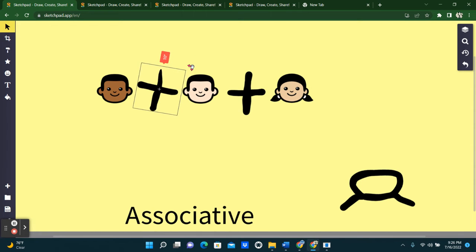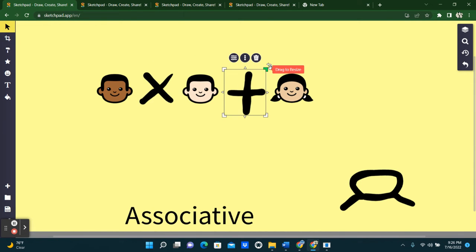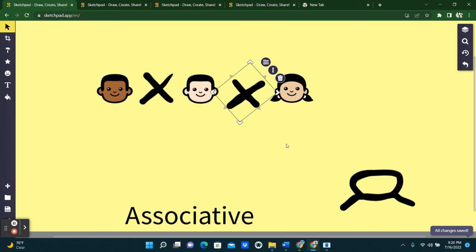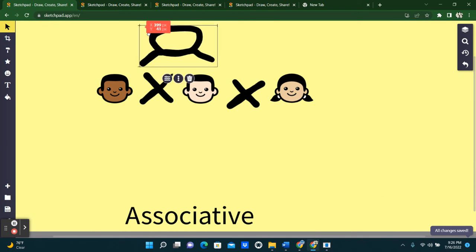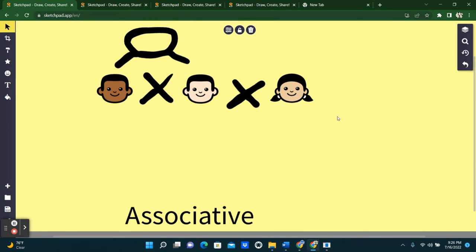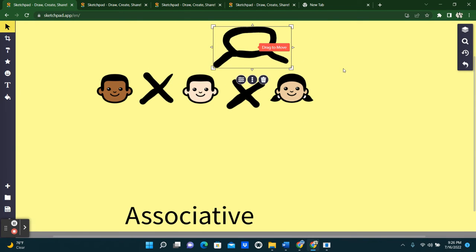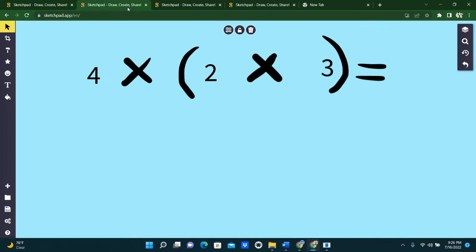So let's change it. We're going to change it from addition to multiplication. Now, we still got the same group of friends, but this time we're multiplying them together. Does it really matter which ones are talking with each other now? Let's talk about that. Let's look at our example.